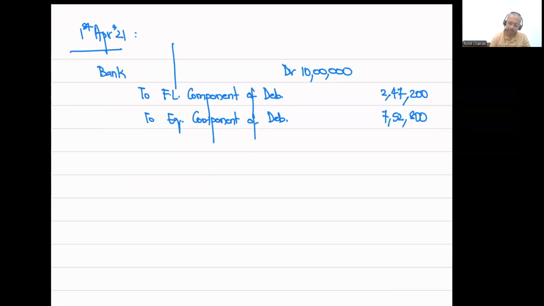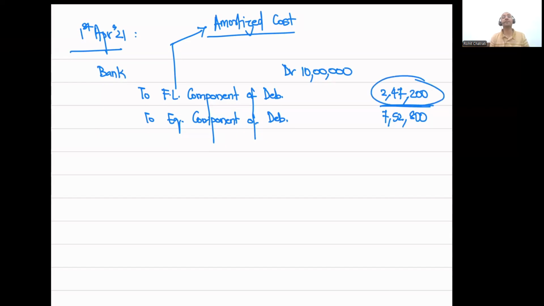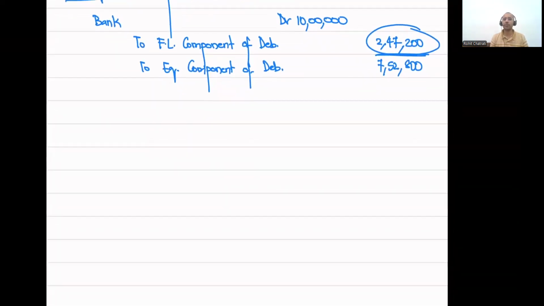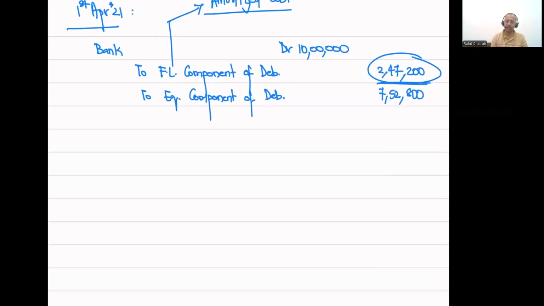Now, this financial liability component of this debenture is going to be subsequently measured using the amortized cost approach. If you do not know what amortized cost approach is, that's fine. You're going to learn it in separate detail later on. However, for now, think of this 2,47,200 like a borrowing. It's actually a financial liability. What we're actually going to do is recognize interest on this borrowing at 15 percent per annum. What we would actually be doing is recognizing interest on this liability.